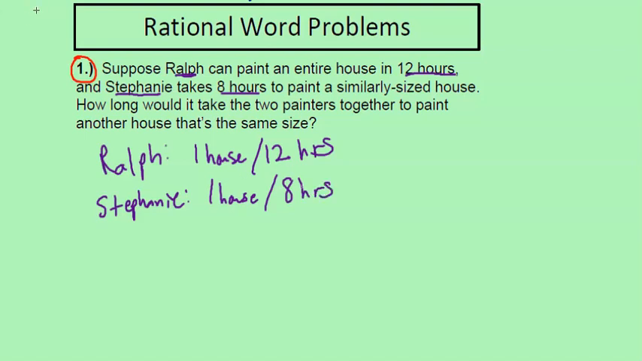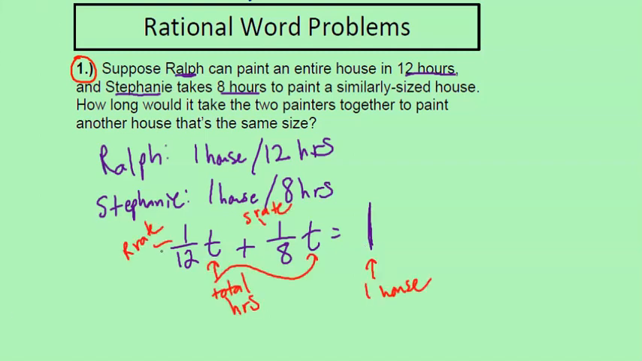So if we add these rates together, we will have one house. So let's do 1/12 times the number of hours, we'll just say it's T, plus 1/8 times that same number of hours equals one house. So we have Ralph's rate of one house every 12 hours, Stephanie's rate of one house every 8 hours, T, which represents the total hours, and then 1 right here, which represents one house.